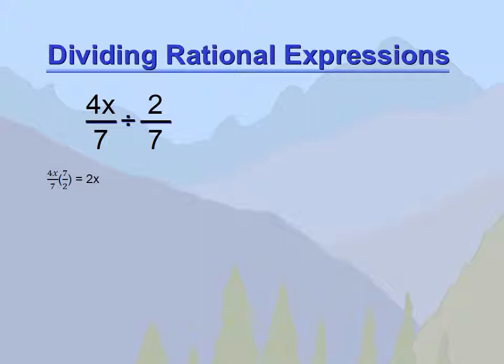4x/7 divided by 2/7. So the first thing we do is we keep the first number, the 4x/7. Then we're going to change division to multiply, and then we're going to flip. So 2/7 is going to become 7/2. So this is where we are multiplying rational expressions, which is what we learned how to do in the previous lesson. So let's go ahead and simplify first. The 7s cancel each other out, and then 2 goes into 4 twice, leaving us 2x.